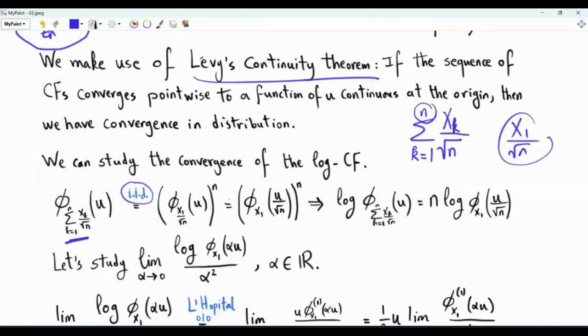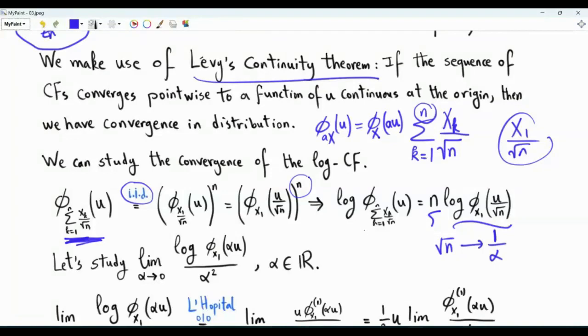Then we know from the first page that the characteristic function of a times x of u, a is a real number, is the characteristic function of x evaluated at au. So the characteristic function of the sum is the characteristic function of x1, and all the random variables are identically distributed, of u divided by the square root of n, and this characteristic function is raised to the power n. If we take the logarithm, this will be n times the logarithm of the characteristic function of x1. We replace square root n by 1 over alpha. Our interest is the case in which n tends to infinity. So rather, we will think of alpha as a real number, and we study the convergence of this log characteristic function as alpha tends to 0.